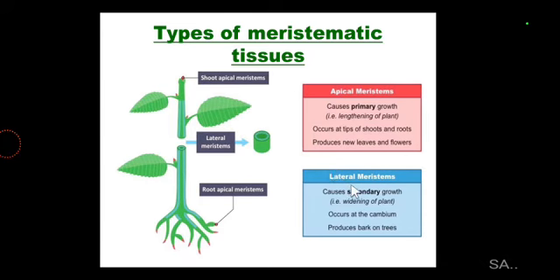On the other hand, the lateral meristems are found at the sides, okay, of the shoots and the roots. So they are called the lateral meristems, and they cause secondary growth. That is, they are responsible for the width. They are increasing the width of the plant part. If the plant is increasing in width, then this is caused just because of the lateral meristems, and this growth is termed as secondary growth. The other thing that I mentioned here is they occur at the cambium and they produce bark on the trees. I hope that you understood it.